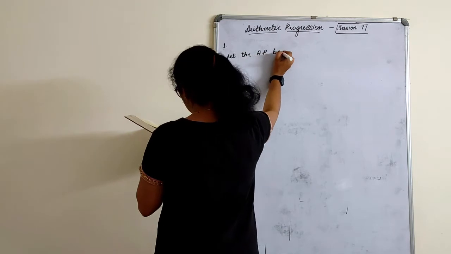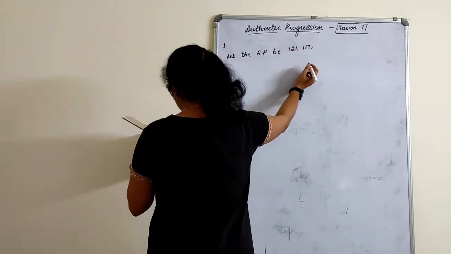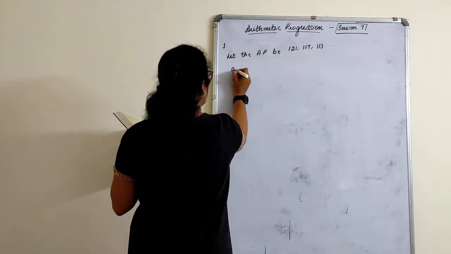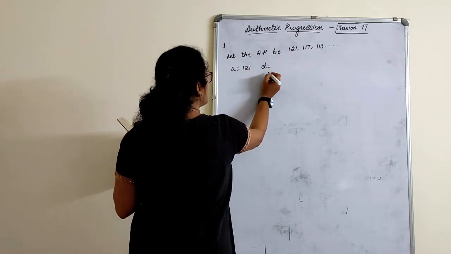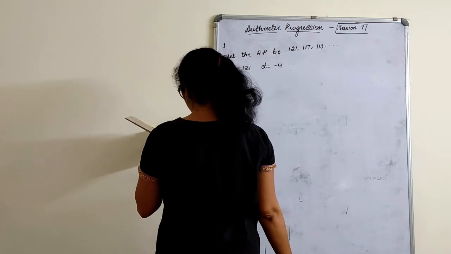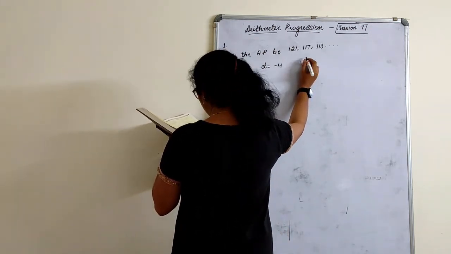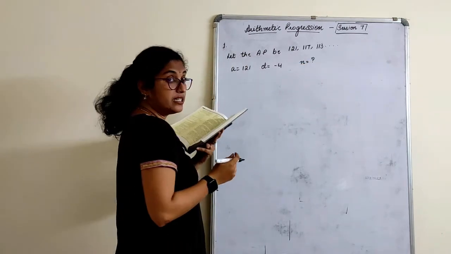be 121, 117, 113 and so on, where the first term is 121 and the common difference is 117 minus 121, which is minus 4. This much only is given. Which term? That means what we have to find? We have to find actually n, right?